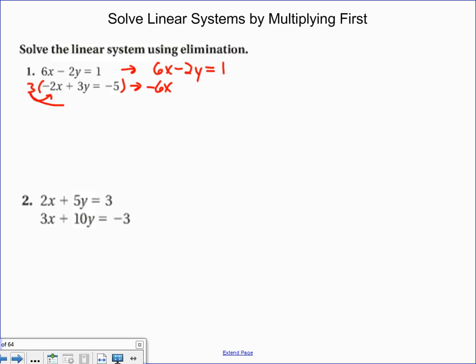3 times negative 2x is negative 6x. 3 times 3y is 9y. And 3 times negative 5 is negative 15. So then you should be able to go ahead, add those together, and solve for y, and then plug that back in and solve for x. Okay, so pause the video right now. Give yourselves a few minutes to work on these. And then you can start up again and look at multiplying both equations to solve.